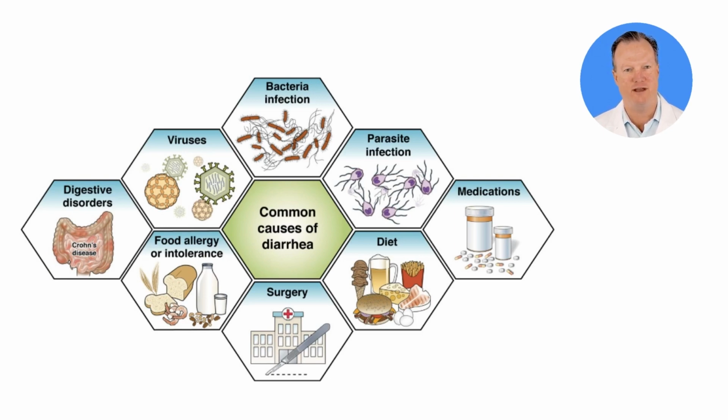Artificial sweeteners is another common cause of diarrhea. Sorbitol, erythritol, and mannitol are artificial sweeteners that are non-absorbable sugars found in chewing gum and other sugar-free products. They can cause diarrhea in some otherwise healthy people.